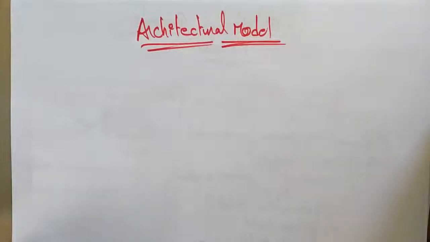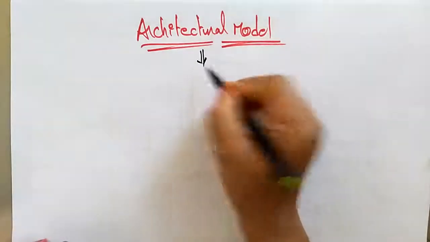Friends, welcome back. Coming to one of the models in distributed computing, that is the architectural model. The examples for this are the client server model and the peer-to-peer model. Before going into the client server and the peer-to-peer, let's see what an architectural model is.